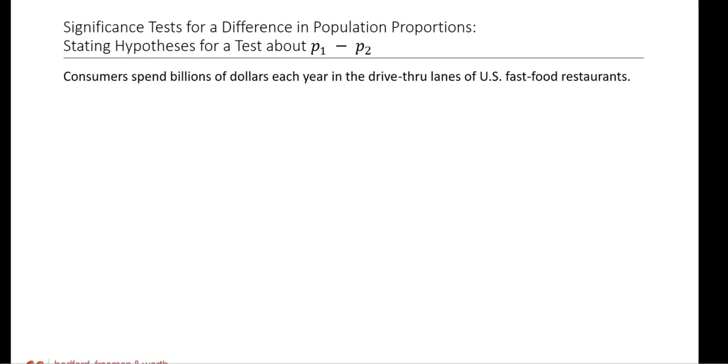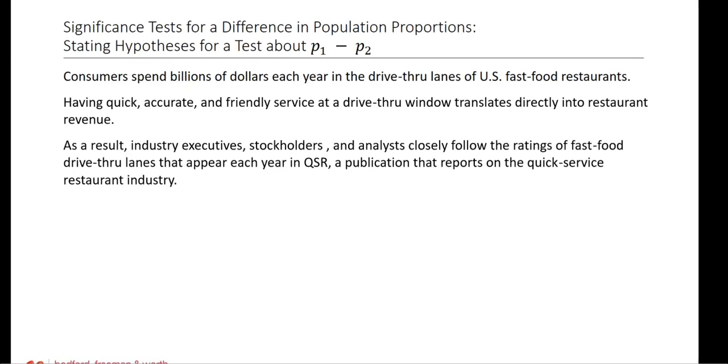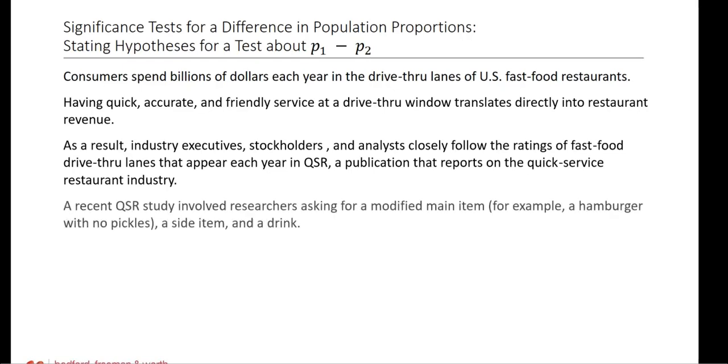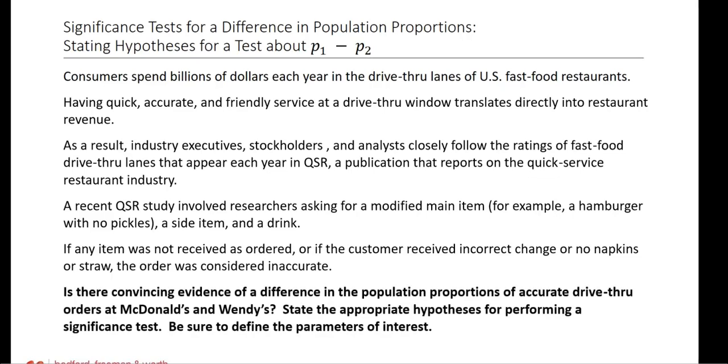This is on a sheet if you were in class. We have this, might be on the back of your other paper there for the two prop Z test. Consumers spend billions of dollars each year in drive-through lanes and fast food restaurants. It's very nice. Like Chick-fil-A does a good job of doing a drive-through window. There's a publication called QSR. They study how well drive-throughs do at getting your order on time and the correct order. In fact, sometimes they have researchers who modify an item on purpose, like getting a burger without pickles or with extra something, and they check and see if they actually got that. They tally that up and so forth.